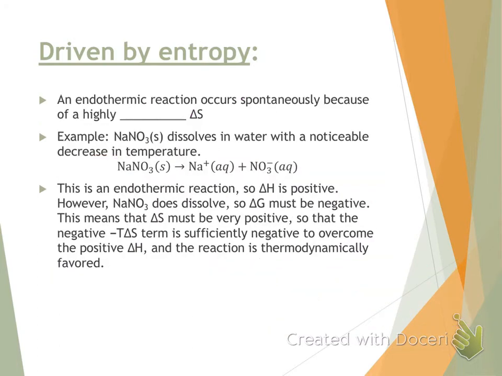The same is true when we're driven by entropy, just a little bit opposite. If we have an endothermic reaction, so that's a positive delta H, that is not favorable to nature. But if we have a high enough increase, or a high enough positive entropy, that is favorable to nature. So if our highly positive delta S outweighs the fact that it's endothermic, it can still be a spontaneous reaction.